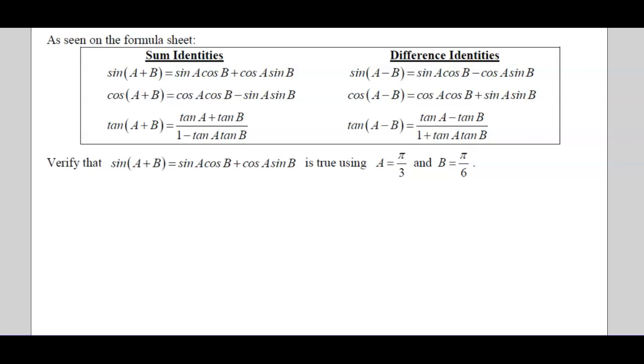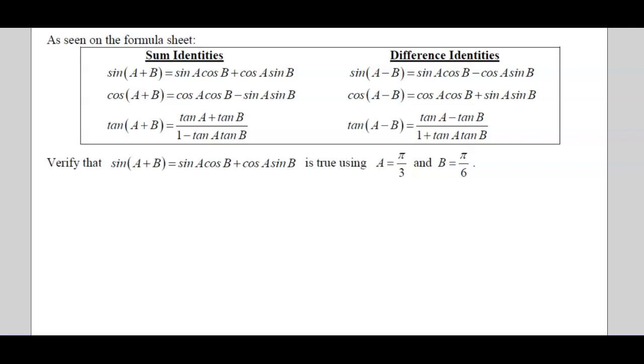Take a look at the subtraction, the difference identities. Sine A cos B, cos A sine B, but now it's a subtraction. Again, you don't have to memorize it. Back in the day, I had to memorize it. So I always remember this matches. And in my head, I go sine, cos, sine.